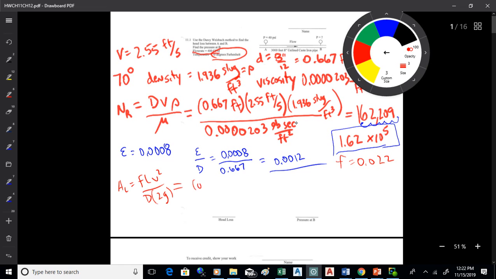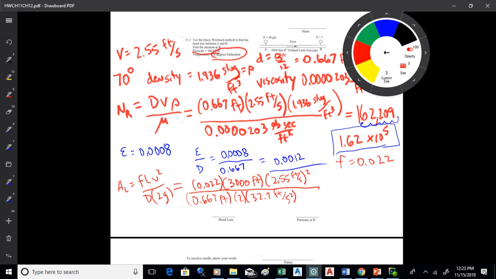So what I'm going to do is take the 0.022 times the 3,000 foot length of the pipe times the velocity squared. And I'm going to divide that by the pipe diameter in feet. So that's 0.667. Let's try that again. So 0.667 feet divided by 2 and divided by the acceleration due to gravity, which is 32.2 feet per second squared. So there we go.